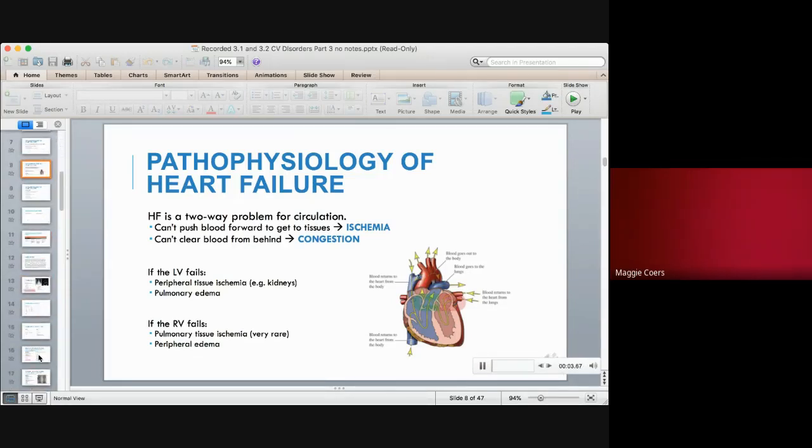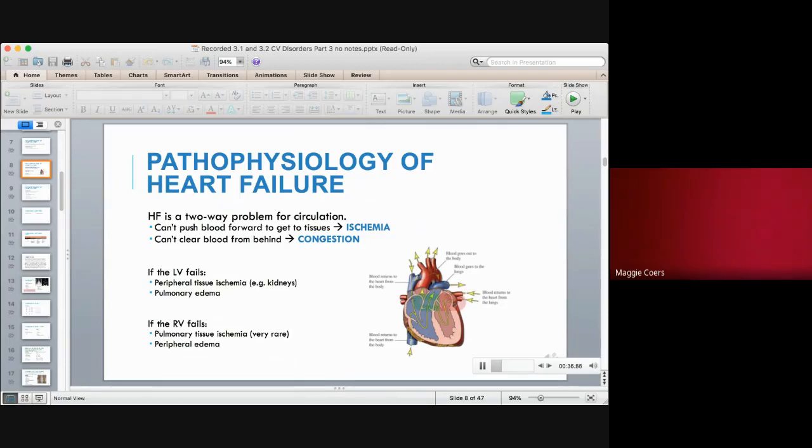Heart failure really becomes a two-way problem. We can't push blood forward to get out to the tissues of the body, and the tissues become ischemic. But we also can't clear the blood that comes in from behind, so we end up with congestion behind the heart, or in the pulmonary circuit as well. So we have blood that can't come in, and we have blood that can't go out.